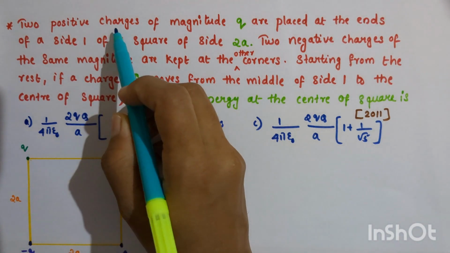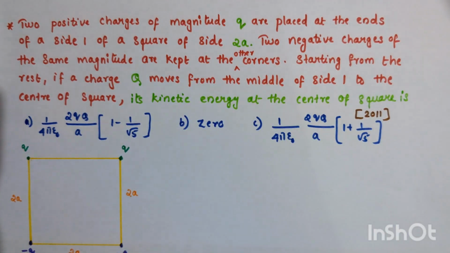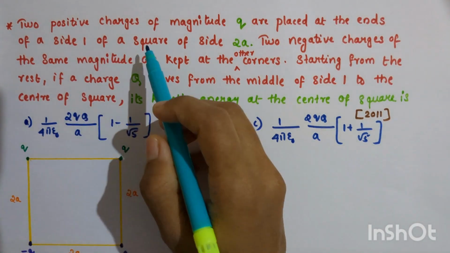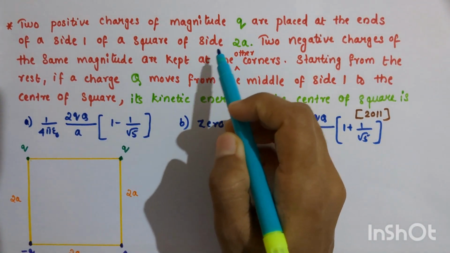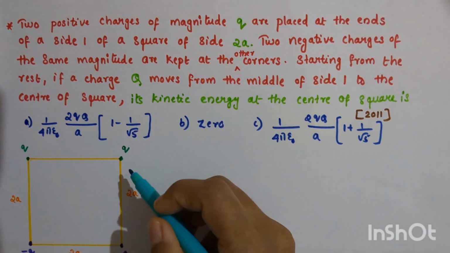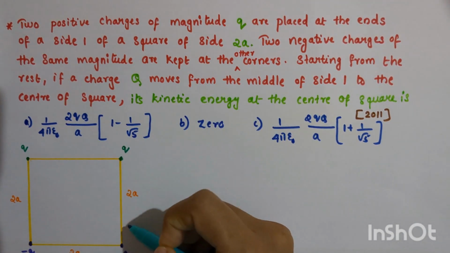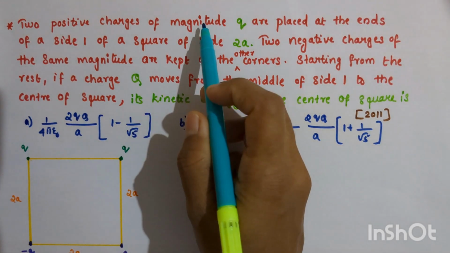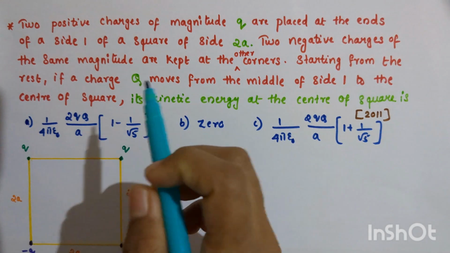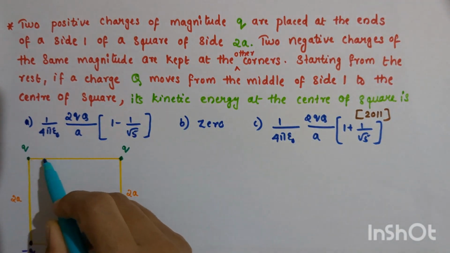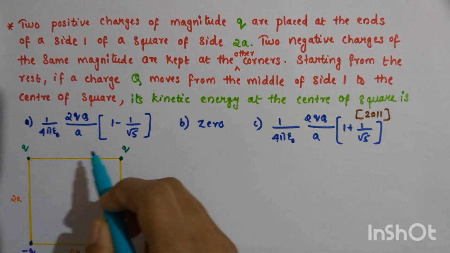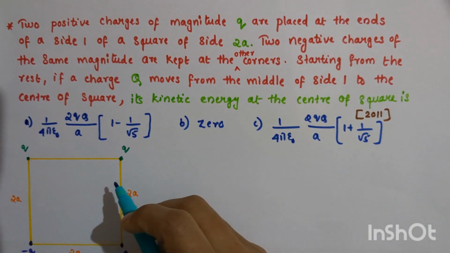Two positive charges of magnitude Q are placed at the ends of a side of a square of side 2a. That is, we have a square of side 2a, the length of one side of the square is 2a. Then two positive charges of magnitude Q are placed at the ends of one side of the square. So if you consider this side of the square, two positive charges are placed at the ends of this side.